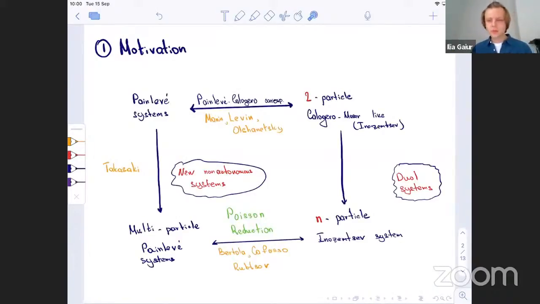We have Painlevé systems, which are kind of non-autonomous analogs of integrable systems. Due to Manin and Levin and Olshanetsky, it's already known that these systems are just a deformation of two-particle Calogero-Moser-like integrable systems, and this is called the Painlevé-Calogero correspondence. For these systems, there is a quite obvious generalization to n-particle systems, and on the Painlevé side, we have multiparticle Painlevé systems introduced by Takasaki. The connection between these systems and multiparticle Inozemtsev systems was given two years ago by Bertola, Cafasso, and Rubtsov, and this correspondence uses Poisson reduction.